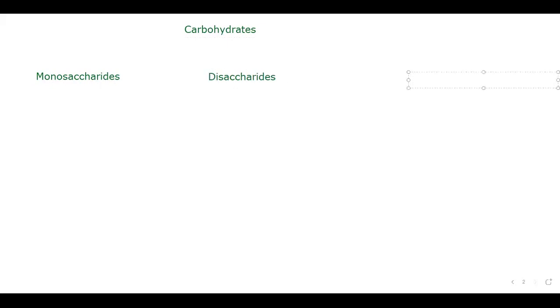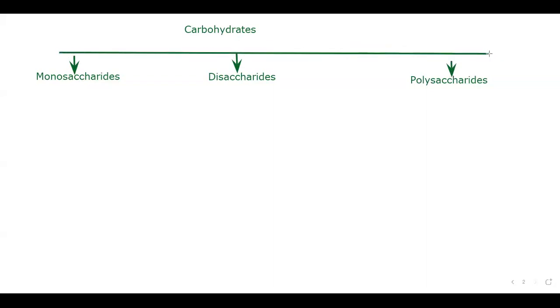Then we can have a polysaccharide. When multiple monosaccharides join together with each other, we will call it a polysaccharide, right? So monosaccharide is the basic unit that we have of carbohydrates. Then we can have disaccharides, which is when two monosaccharides join with each other. And then, of course, we can have polysaccharides. When multiple of these join together with each other, we will call it a polysaccharide.